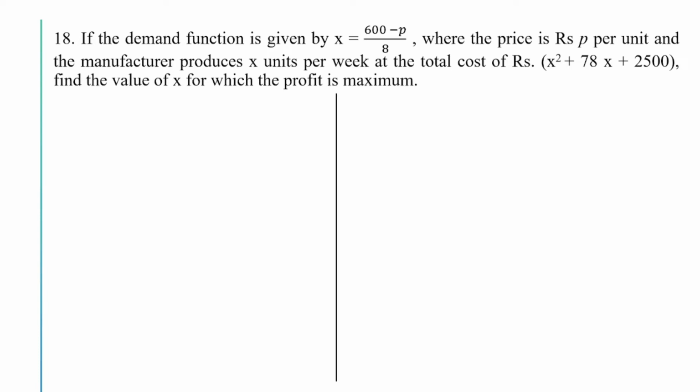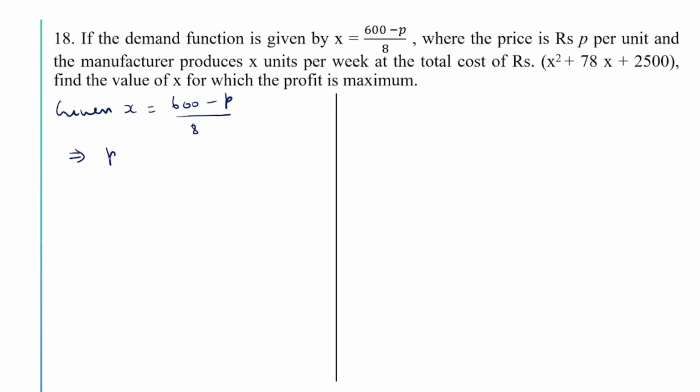So far we have seen about minimum cost and maximum revenue. Here we have to find the value of x for which the profit is maximum. Profit is nothing but the difference between the revenue and the cost. So first we are given x is equal to 600 minus p divided by 8.